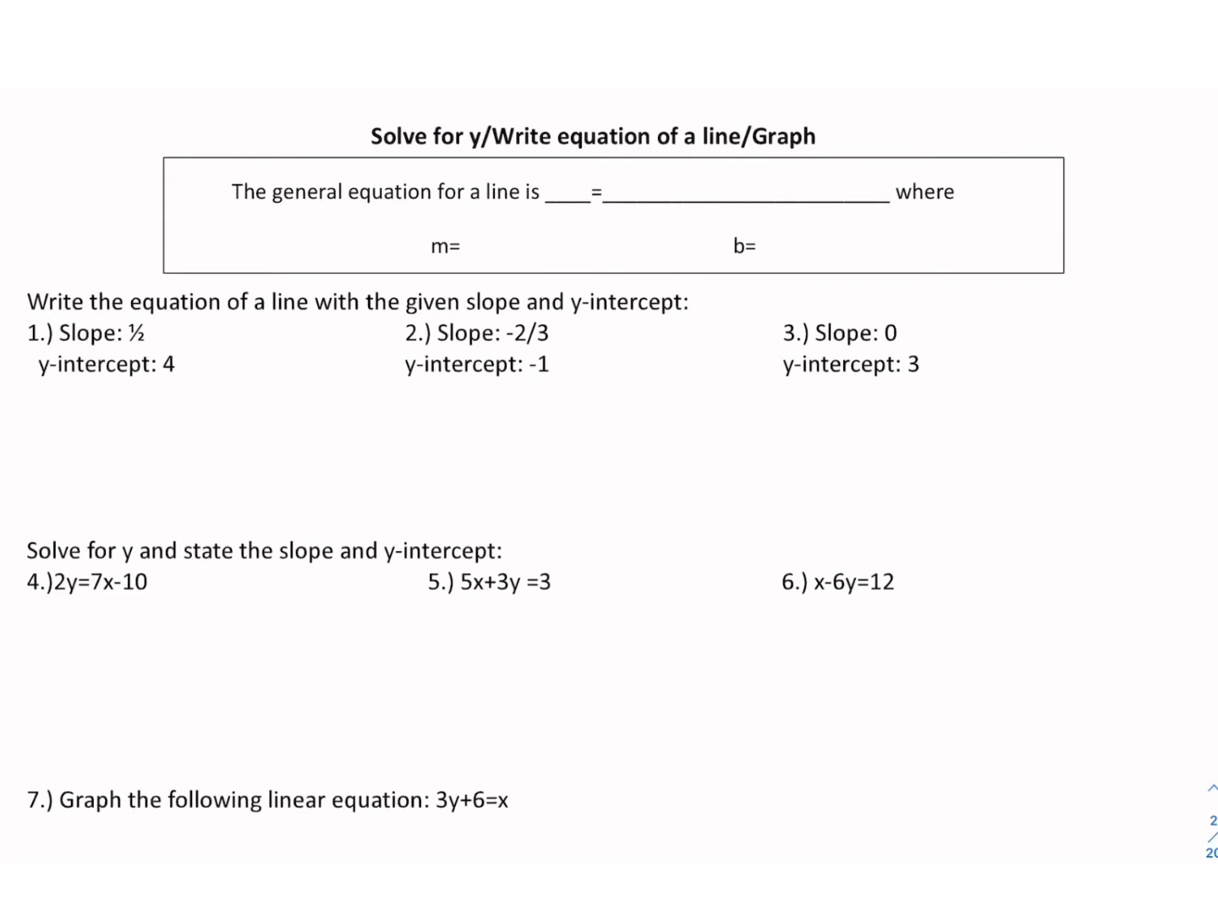Let's get reacquainted with slope. Solve for y, write the equation of a line, and graph. The general equation for a line is y equals mx plus b, where m is the slope of the line and b is the y-intercept. When writing the equation of a line, we have to put it in y equals mx plus b form.